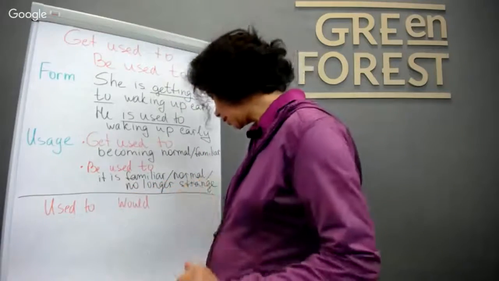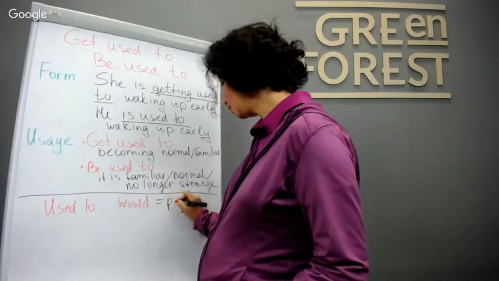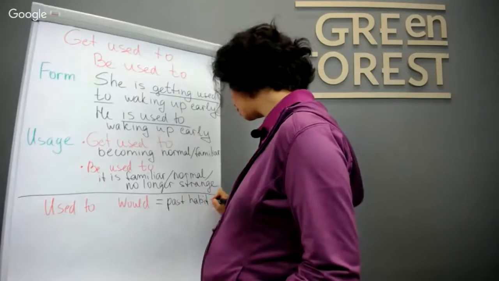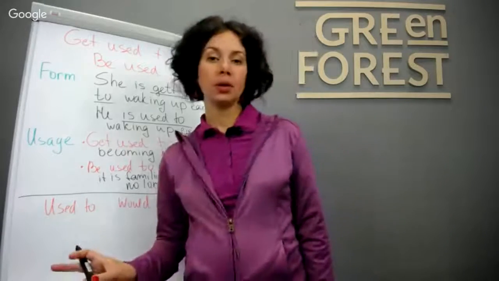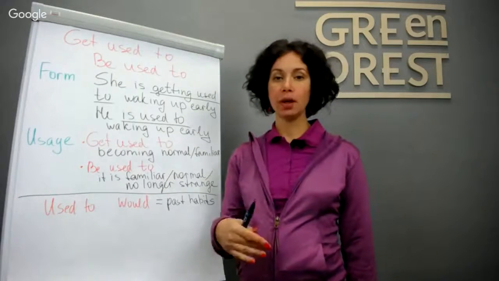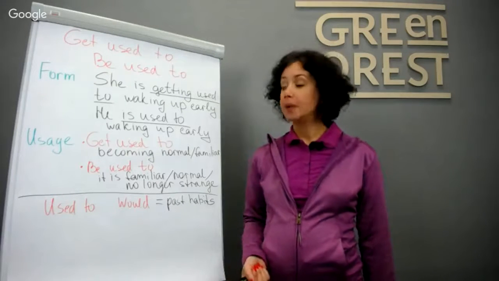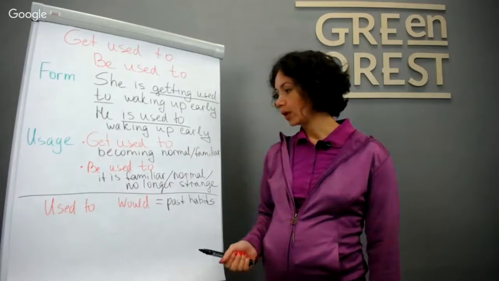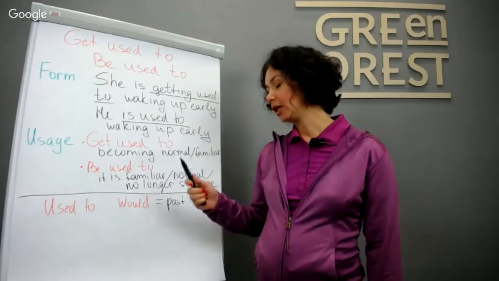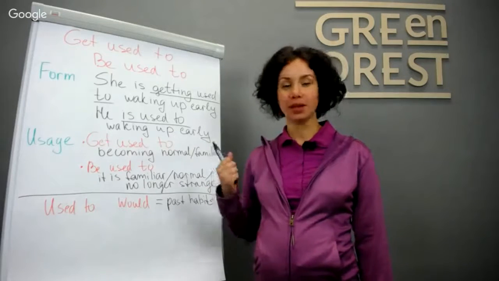Both these constructions express past habits. For example, I used to live in Barcelona. That means that I used to do that in the past and I don't do this anymore. It's not true anymore. Or when I was a child, my dad would always bring a Christmas tree for New Year, and we would always decorate it.